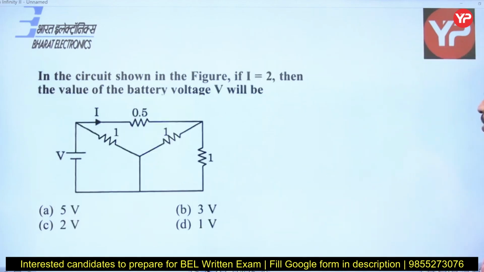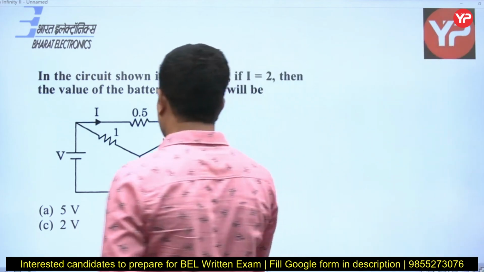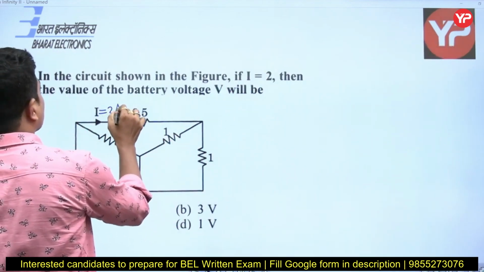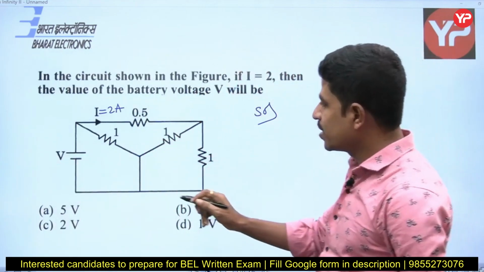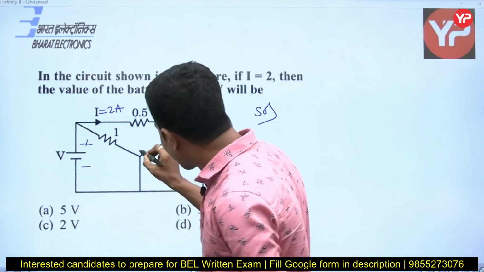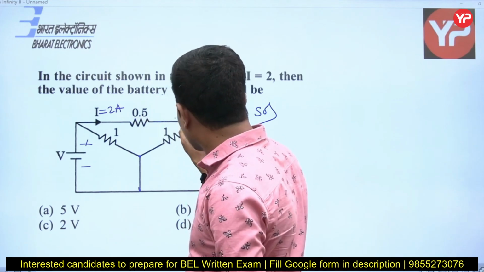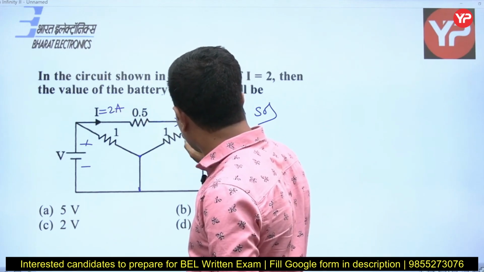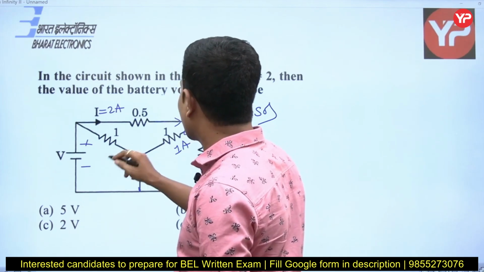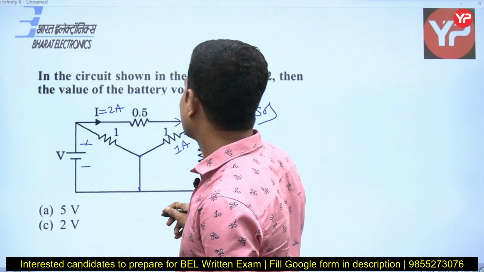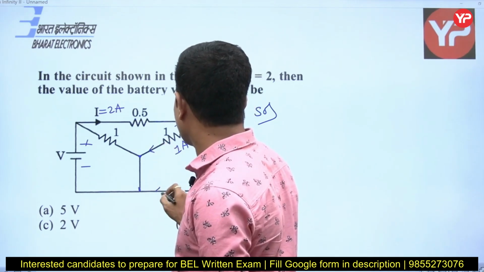Right? Next question, please. In the circuit shown in figure, if I is equal to 2 amperes, he is saying that this particular current is 2 amperes. Then the value of the battery voltage V will be, he is asking about this V. If you see carefully, this is 2 amperes, this is 1 ohm, this is 1 ohm, current will be equally distributed. This is 1 ampere, this is also 1 ampere.